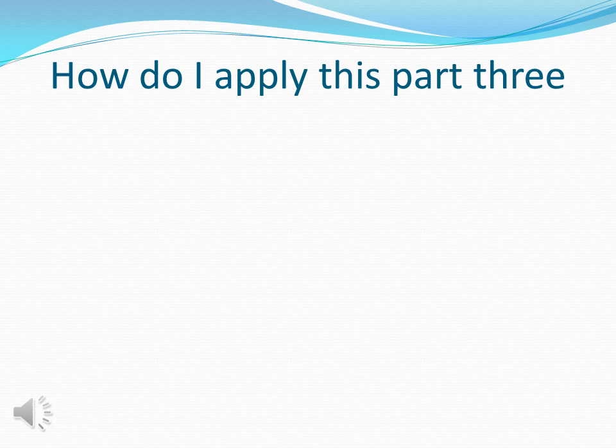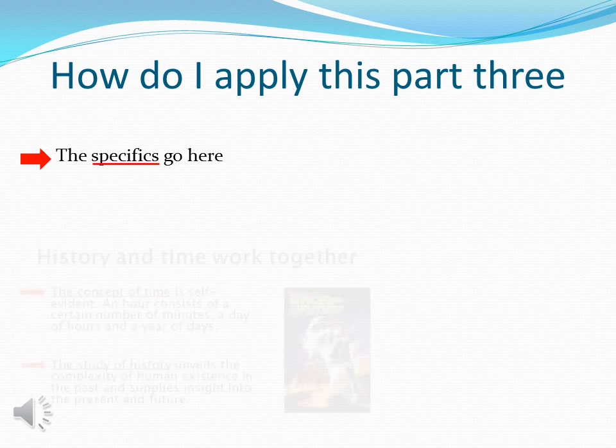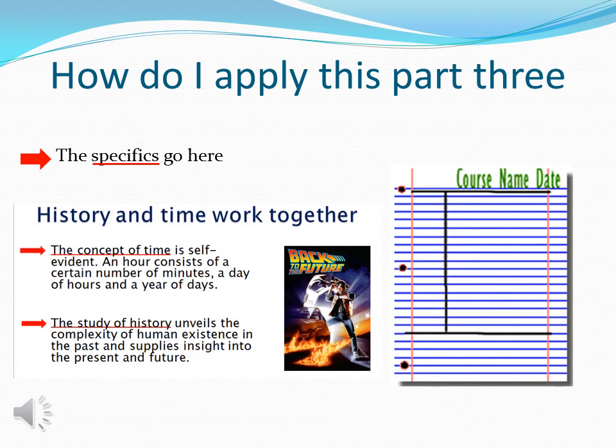The last thing we need to do is add the specifics to our notes. These are the little bits and pieces of information that support our general understanding of history. So here's how it works. We already talked about the big picture. History and time work together. That's over on the left side of our notes.